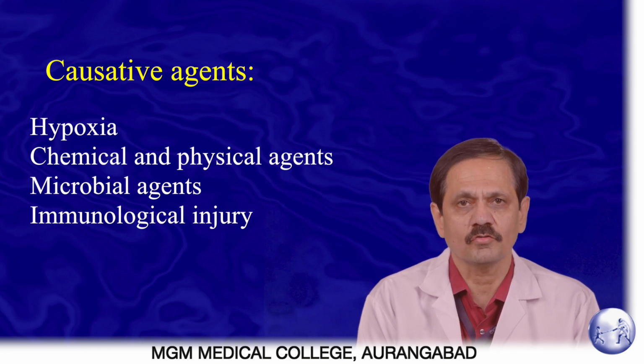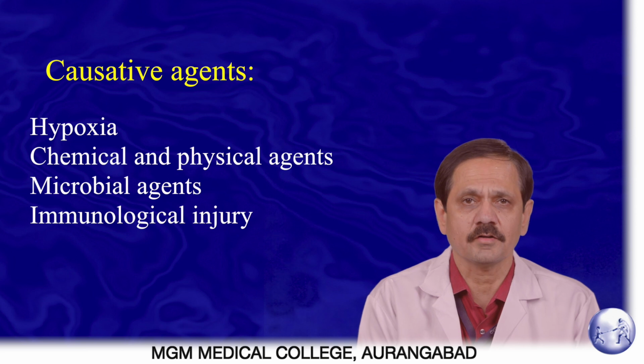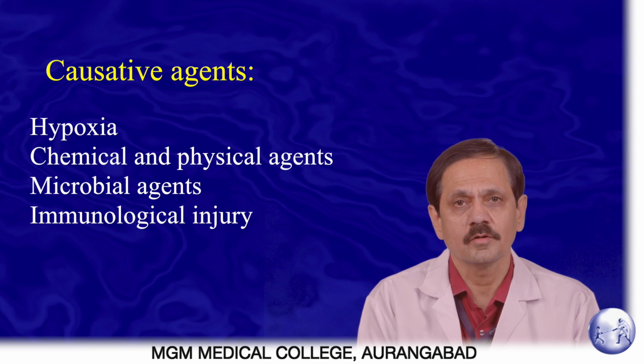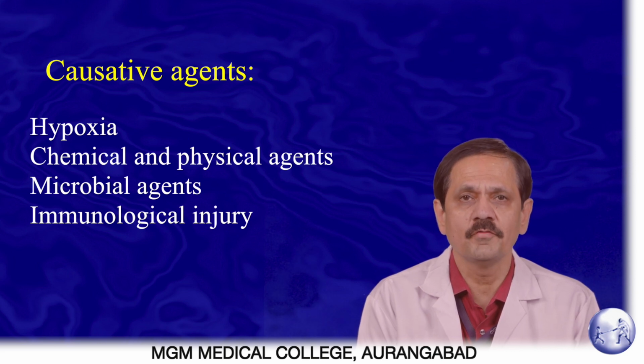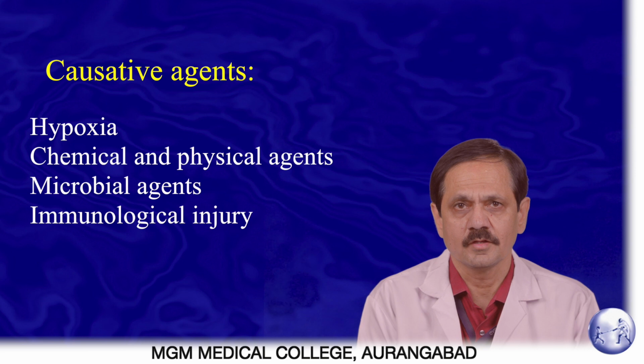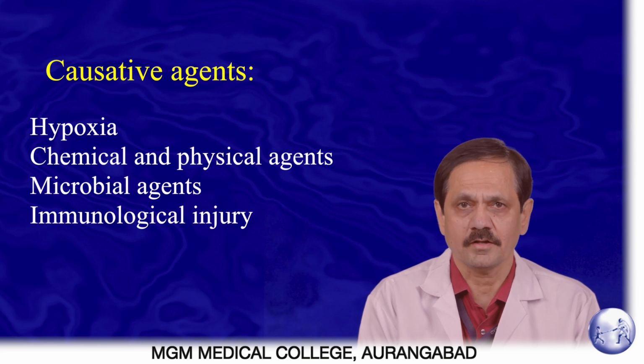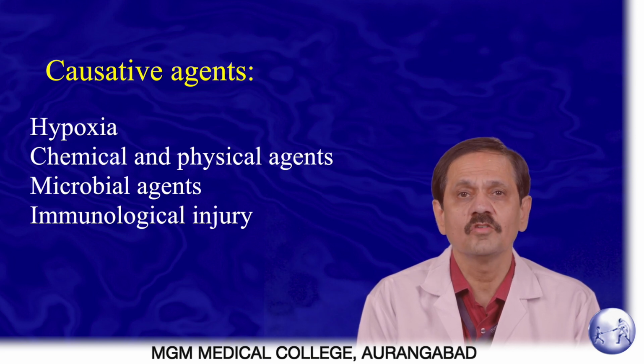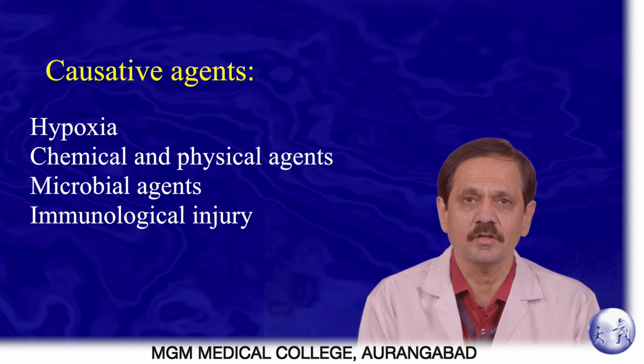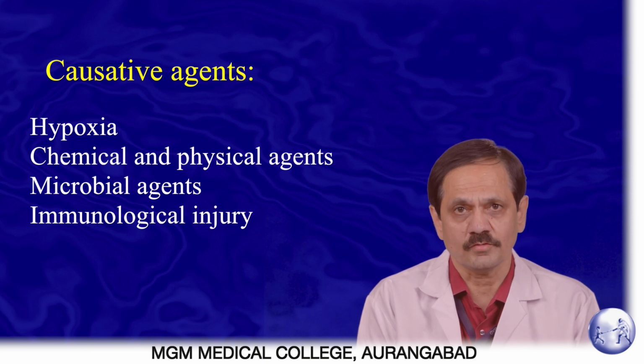Why is necrosis caused? It is caused by multiple factors. The commonest factors, number one, physical agents like heat, cold, radiation. These are the common physical agents that cause necrosis. Second, chemical factors. Chemical factors may be organic or inorganic, or it may be because of some endogenous agents that cause the necrosis.